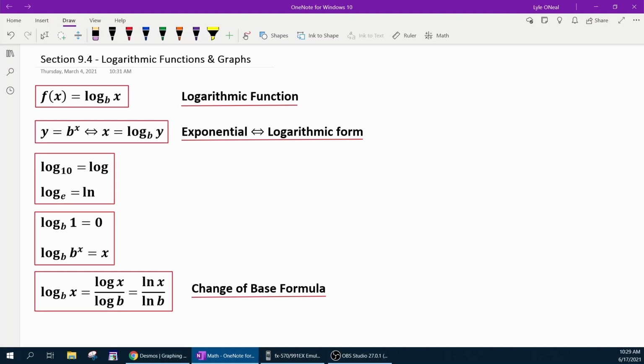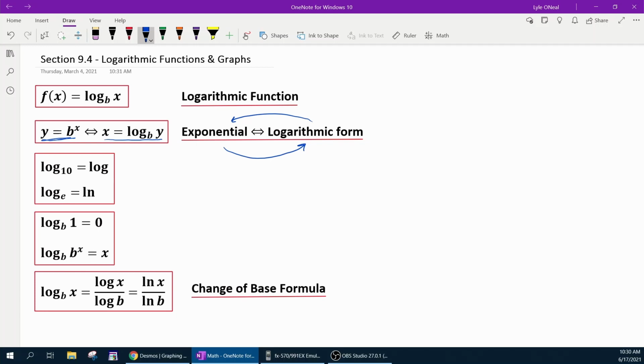Next, we have what I call the converter formula, where we can take an exponential function and convert it into logarithmic form, or vice versa. This goes both ways. This is a nice handy formula to have on hand if you're converting from exponential to log or from log to exponential, either way.